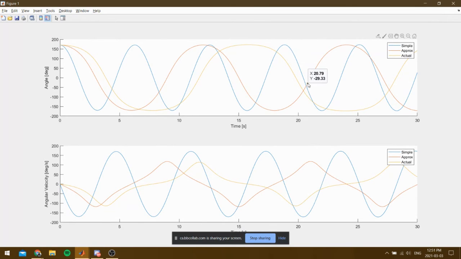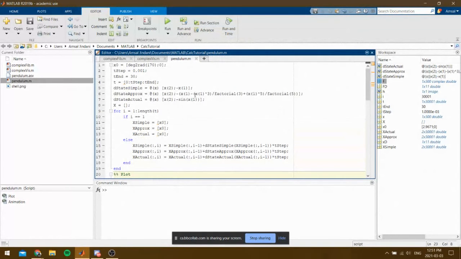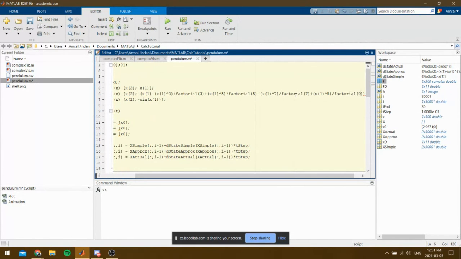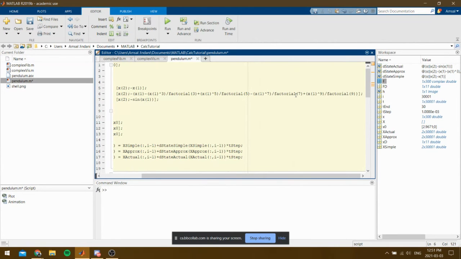So I'm not happy with how the approximate solution is way off compared to the actual one. I'm going to increase the number of terms in my Taylor series expansion and see if that makes everything more accurate. So here is the Taylor series expansion. My last term was x to the power 5 divided by 5 factorial. Let me add the x to the power 7 term. And then, how about the x to the power 9 term? And what the heck, we're here already. Why not just add the x to the power 11 term?